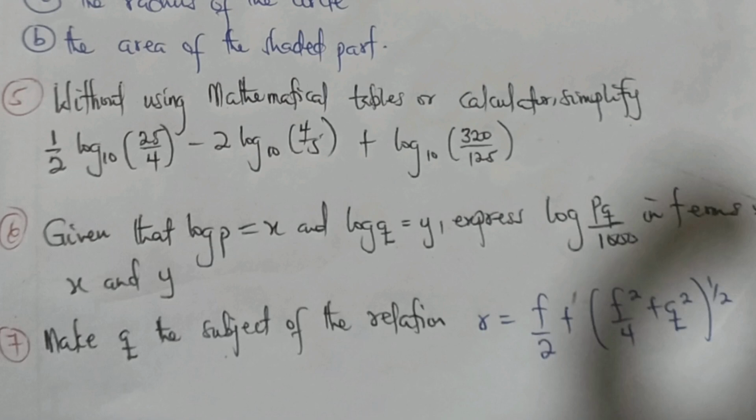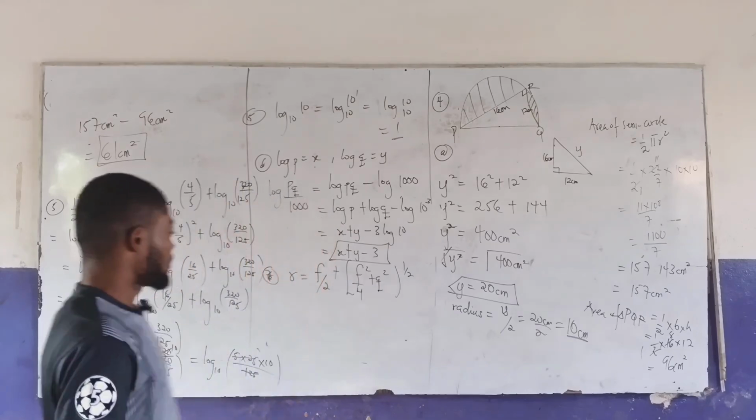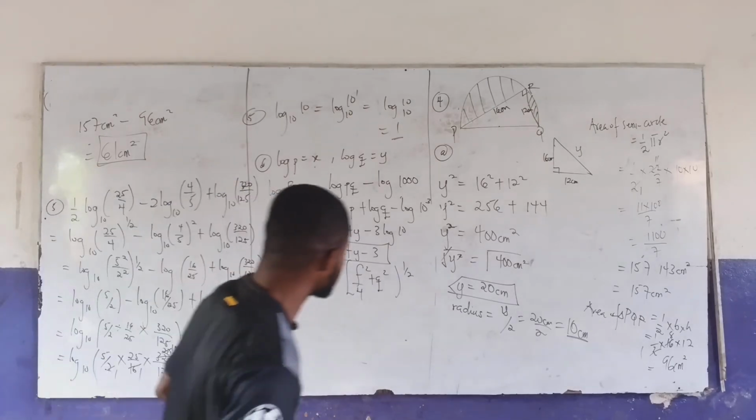Yes, question 7. Make Q the subject of the relation R is equal to F on 2 plus the square root of F squared on 4 plus Q squared, all to the power half. Wow, so this is where the question itself is.